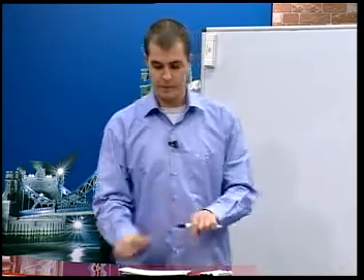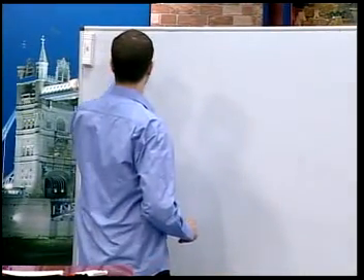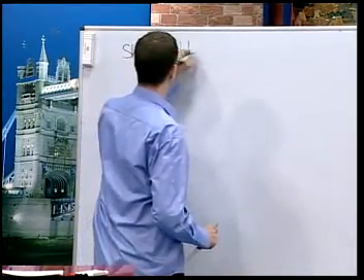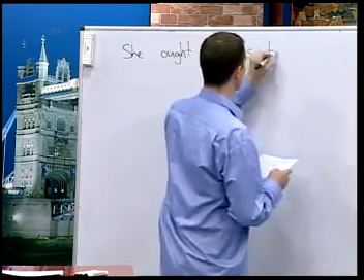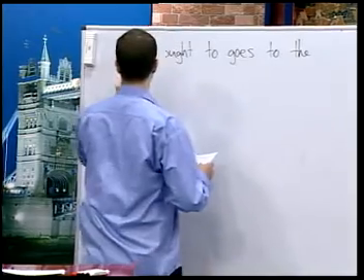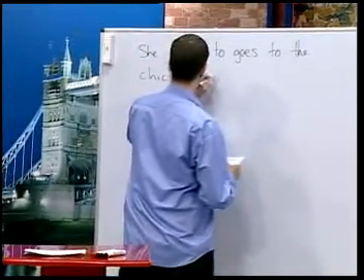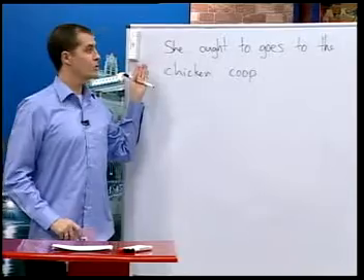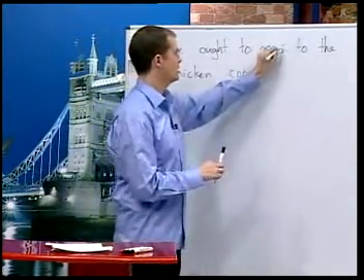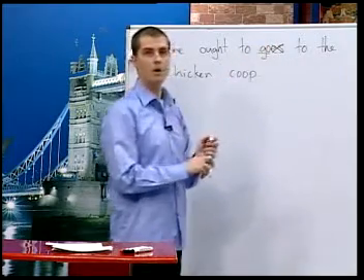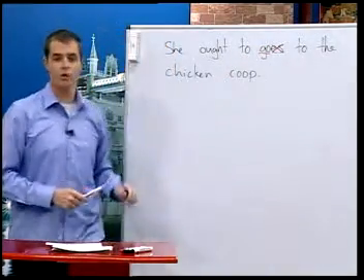We don't usually use ought to in the negative or in a question form. And like all the other modals, ought to is followed by a simple form of the verb. For example, "she ought to goes to the chicken coop" is of course wrong, because this is not a simple form of the verb. Just go. She ought to go to the chicken coop.